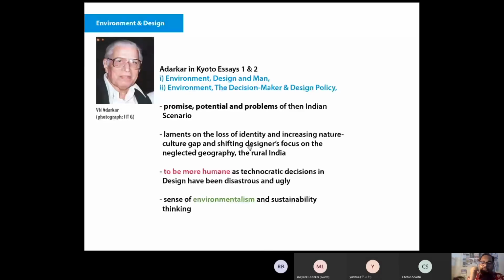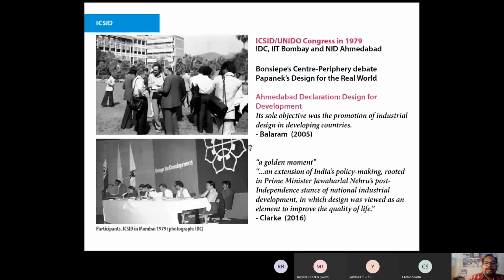Adarkar, one of the first generation design thinkers, represented India in many of the ICSID conferences, now the WDO. He put forward the ideas of Indian design to the world, and identified that there are several promises, potentials, and problems in the Indian scenario, where design can perhaps bring in certain change or development.